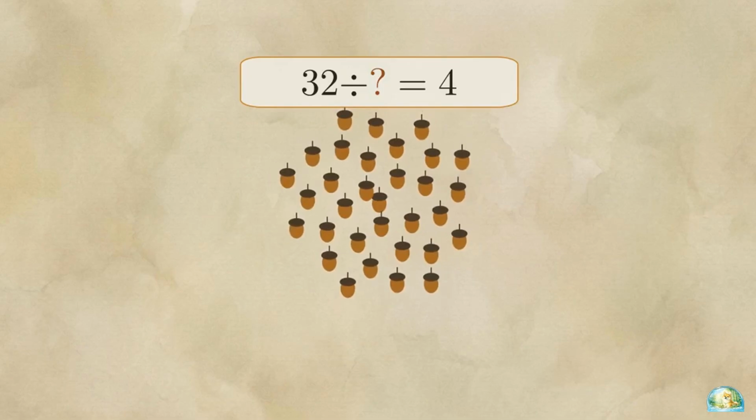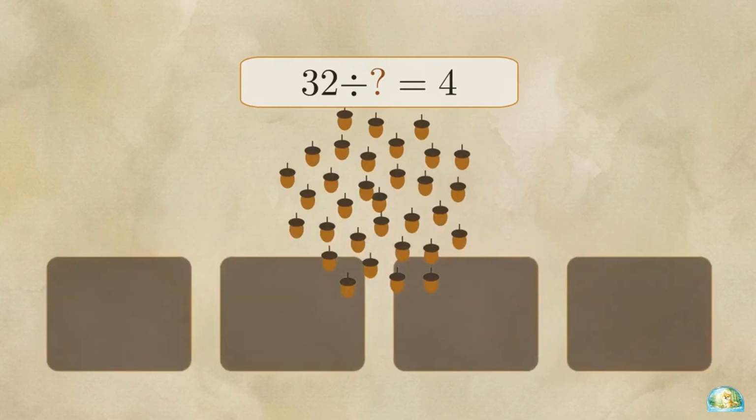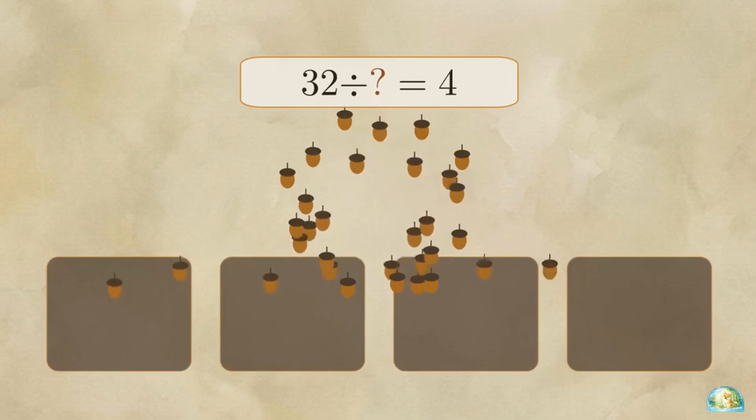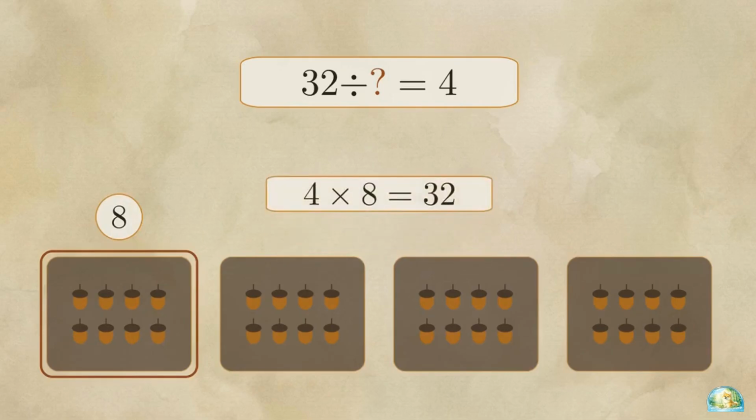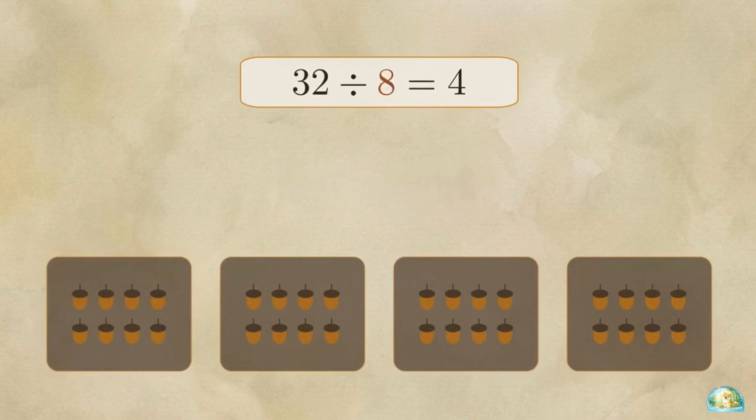The weather light shifts as we reach the 32 split. Here, 32 acorns must be parted into equal groups. The total of 32 is split into equal groups until 4 groups remain. The size of these groups is our unknown gap. Each group must hold 8, because 4 times 8 is 32. The unknown divisor is 8, because 32 divided by 8 equals 4.